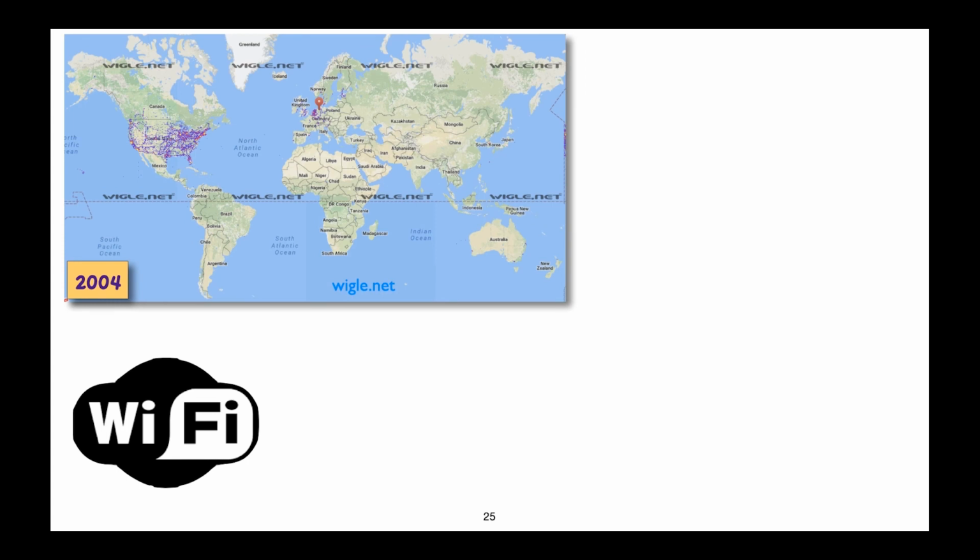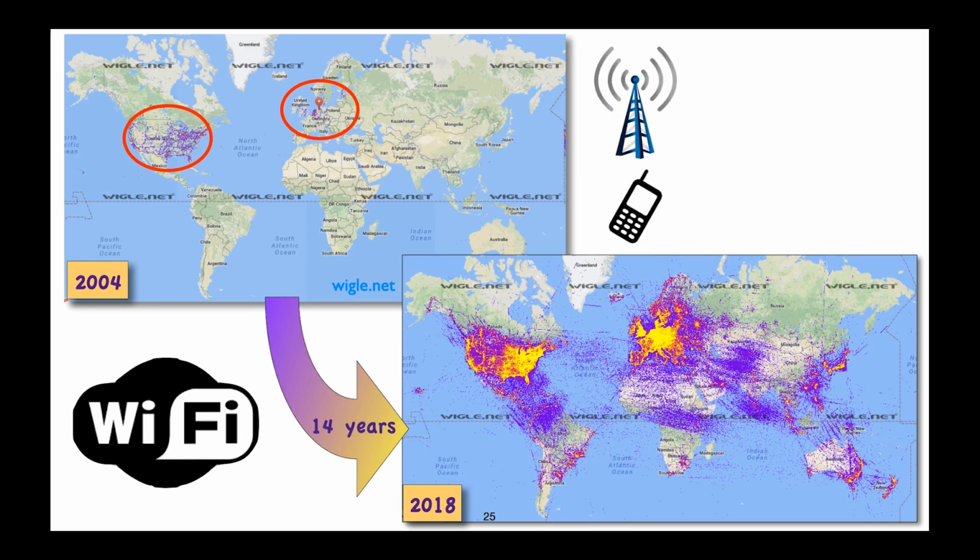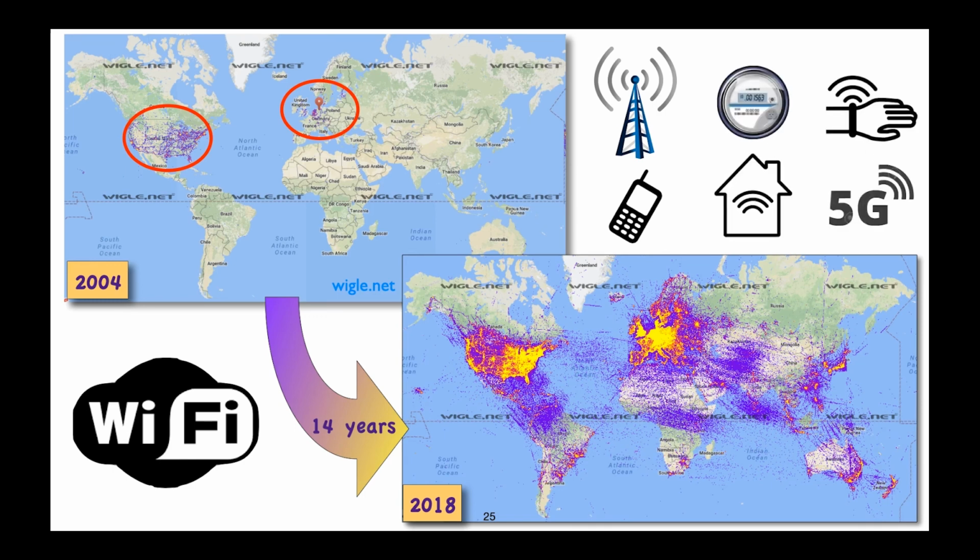And then we had Wi-Fi. This map of the world shows the Wi-Fi locations in 2004 being predominantly in the United States and Europe. Within 14 years, our use of Wi-Fi has exploded globally. Combine this with cell phone antennas and cell phones, with smart meters and smart appliances, with wearables and 5G, and the question we need to ask is, how much more exposure can we tolerate before we all get sick from this radiation?